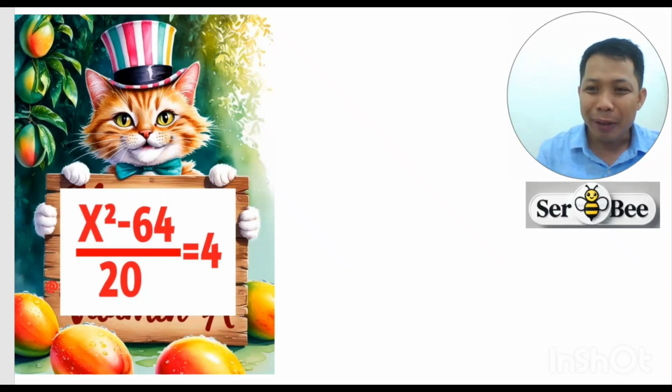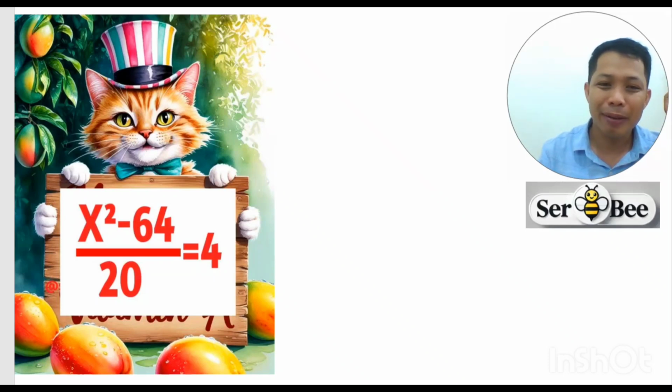So today we are going to solve another math challenge. As shown on the left screen, we have (x squared minus 64) over 20 equals 4. Pause this video and try to answer. Alright, let us solve together.